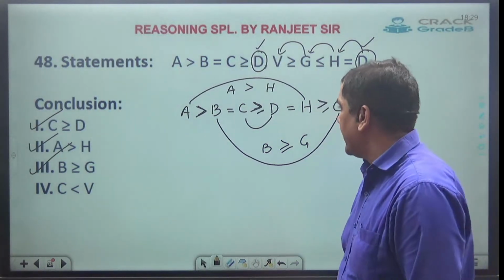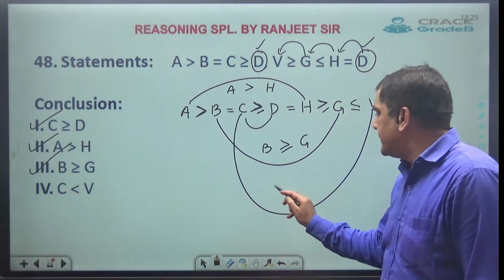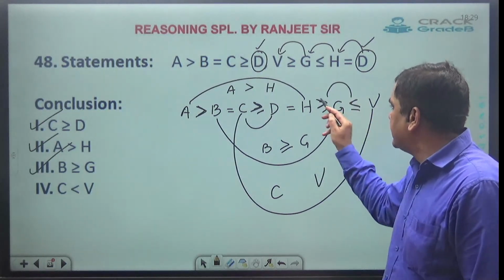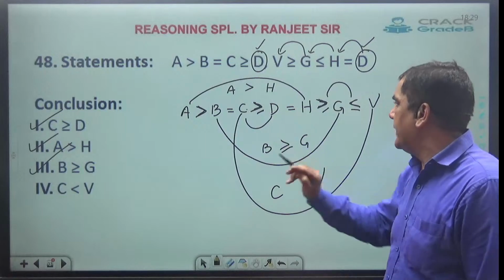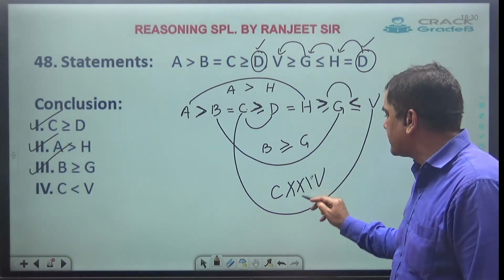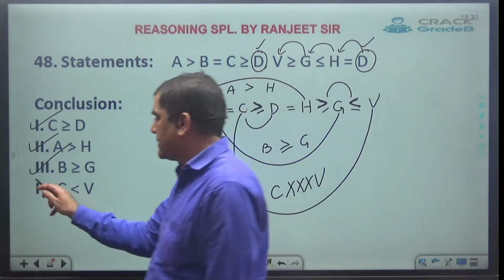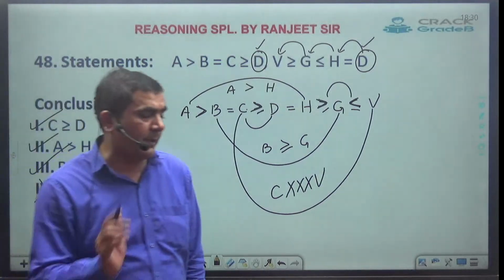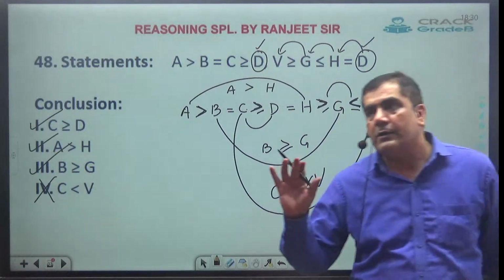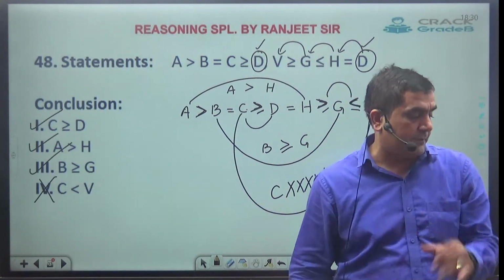Last one, C and V. Now between C and V, just see both the faces have come. This is facing towards C, this is facing towards V. Both the faces have come. No relation is possible. If both faces have come, no relation is possible, means this is absolutely wrong. So answer should be first, second, third is correct, and this will be given in your option. Only first, second, third statements are correct.